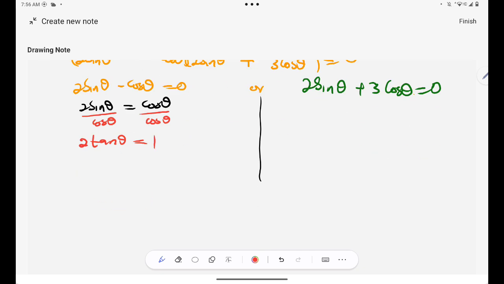And then this thing simply means tan theta is equal to 1 over 2. Therefore, I must find a reference angle. My reference angle is tan inverse 1 over 2. Let me go look for my calculator. I'll be back. Just 2 seconds.